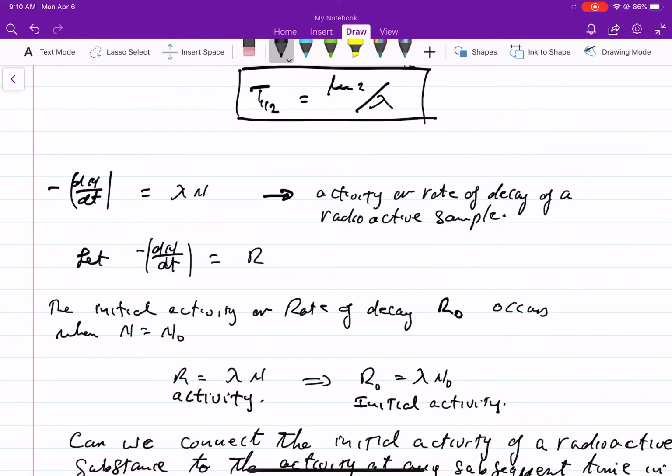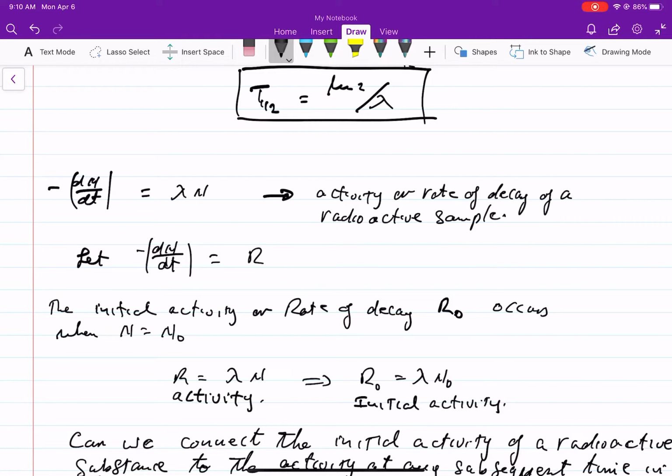Minus dn dt is equal to lambda n. That's the original differential equation that we were solving. Remember, minus dn dt is used to represent the activity or rate of decay of the radioactive sample. And we're going to give it a separate letter on its own, R for rate of decay. Some books use A for activity. I'm going to use R.